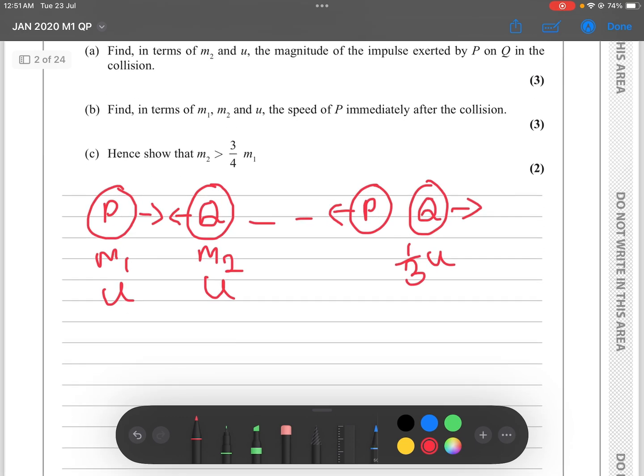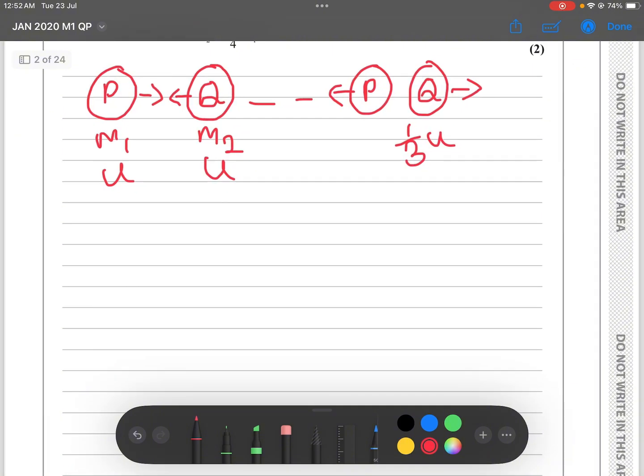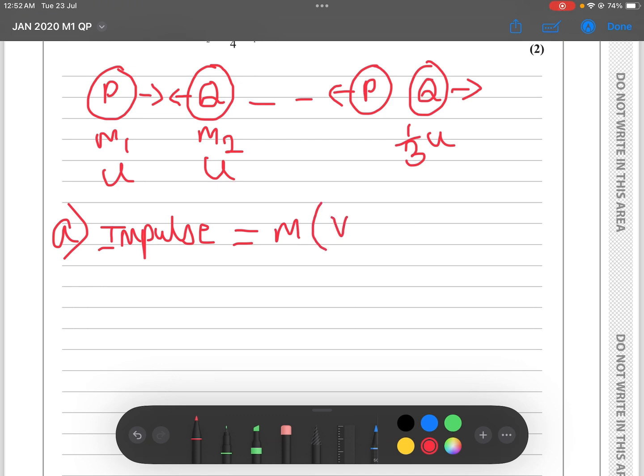The first part says, find in terms of m2 and u the magnitude of the impulse exerted by P on Q in the collision. So let's do part A. Impulse has the equation: impulse equals m, which stands for mass, times final velocity v minus initial velocity u.